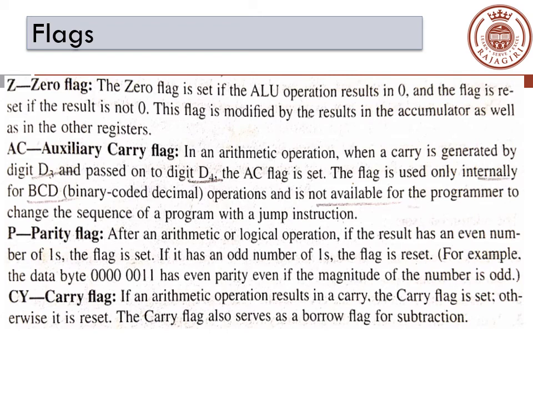The next flag is the auxiliary carry flag. When you are performing an operation like a binary coded decimal (BCD) operation, you are using the first 4 bits, D0 to D3. If a carry is generated in that particular addition and it is propagated from D3 to D4, in that case the auxiliary carry flag will be set.